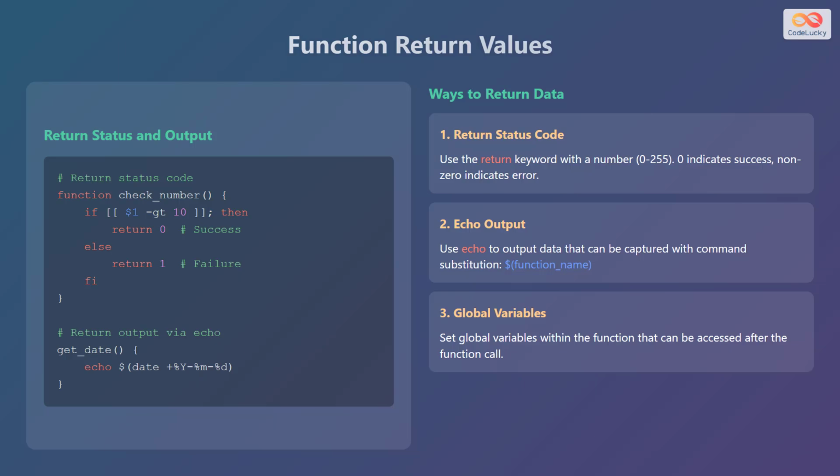Next, let's return output via echo. We define a function named get_date that uses the date command to get the current date in year, month, and day format.